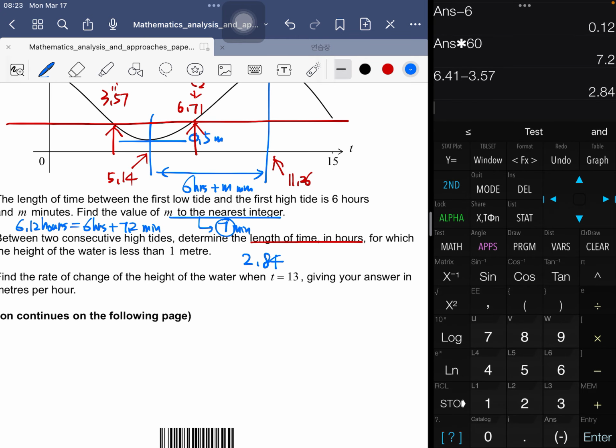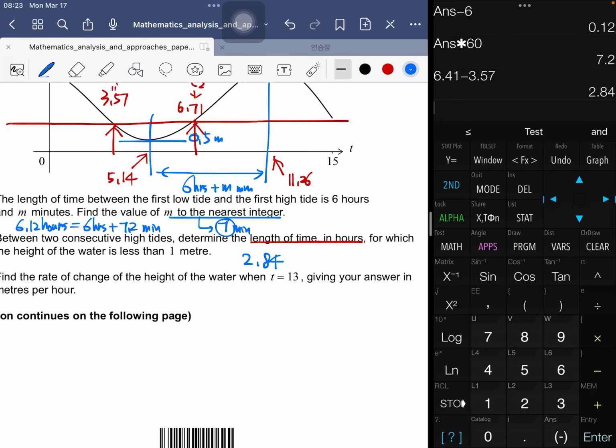Oh, I made a mistake. It's not this one, right? So it's 6.71, not 4.1. 6.71 minus 3.57, so it's going to be 3.14. So 3.14 hours.